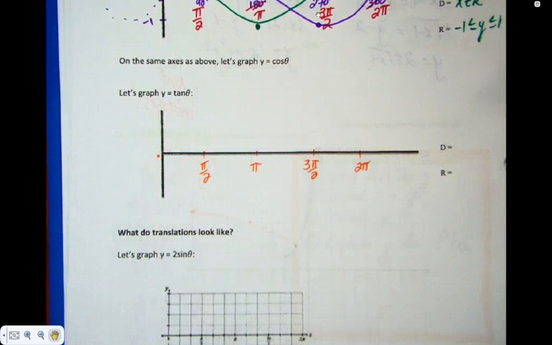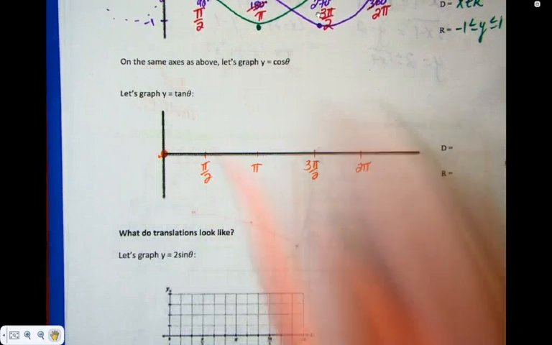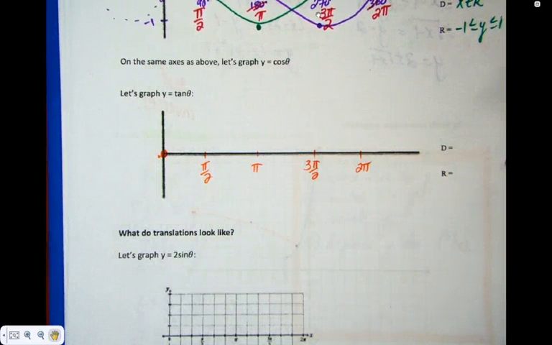Same thing on our calc, go tan 0. Tan of 0 is 0. Tan of pi on 2, well, how do you punch pi on 2 into your calculator? Well, there's a pi button, so you're just going to go tan pi on 2, divide by 2. What happens?